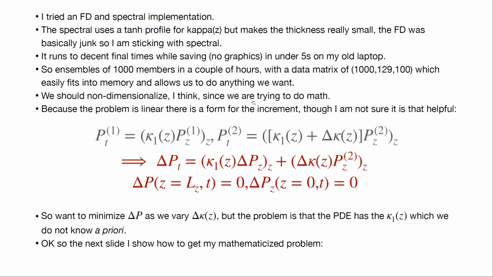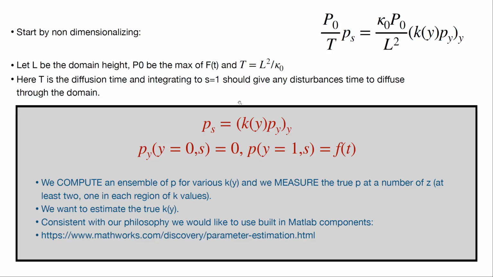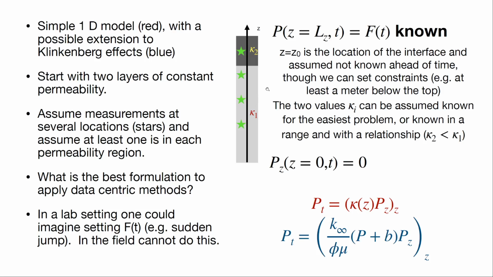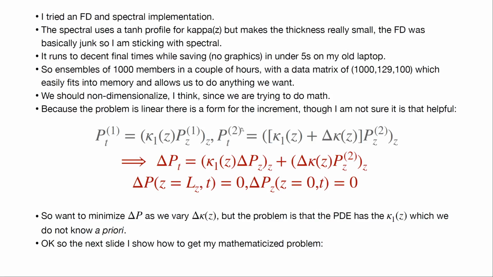We're going to do spectral methods, is the main takeaway from this, and we're going to look at a non-dimensionalized version. So this is all just to basically set up the problem. I have two layers. Each of those layers has a specific permeability kappa. I have a Z naught. Neither of the permeabilities or the Z naught are known ahead of time.